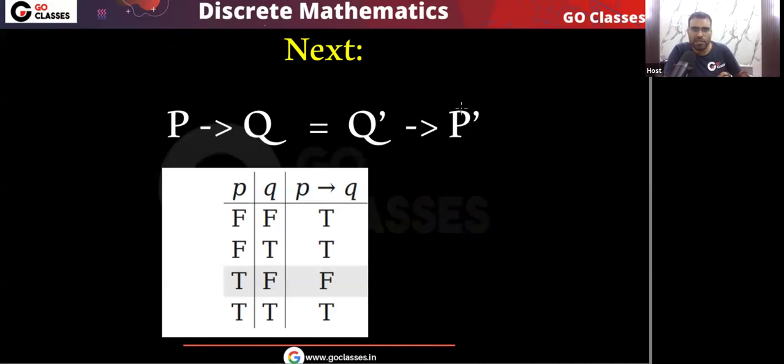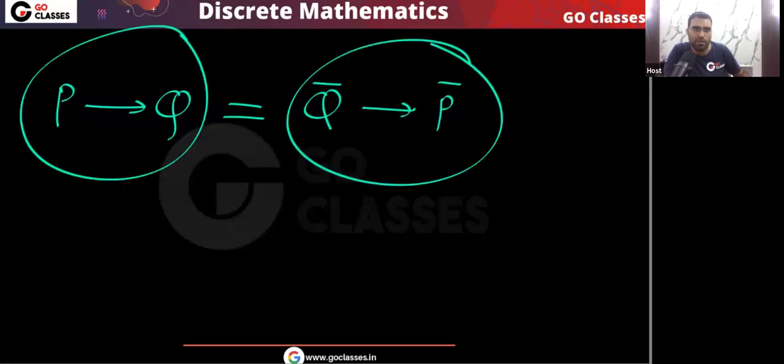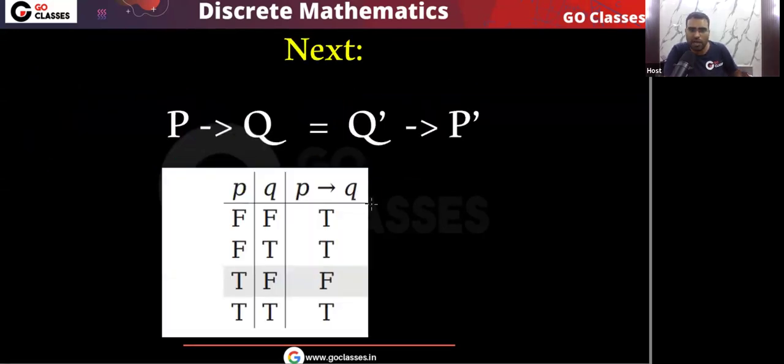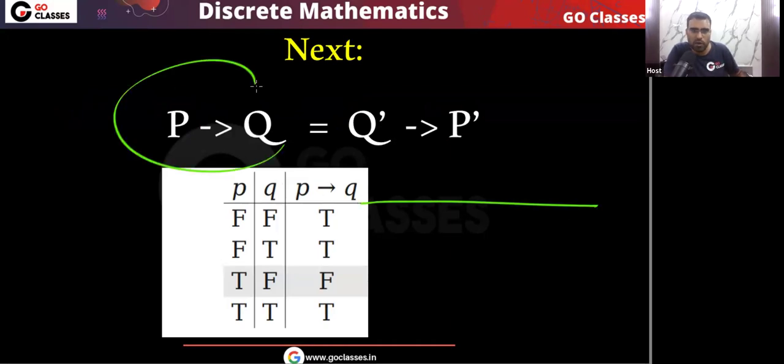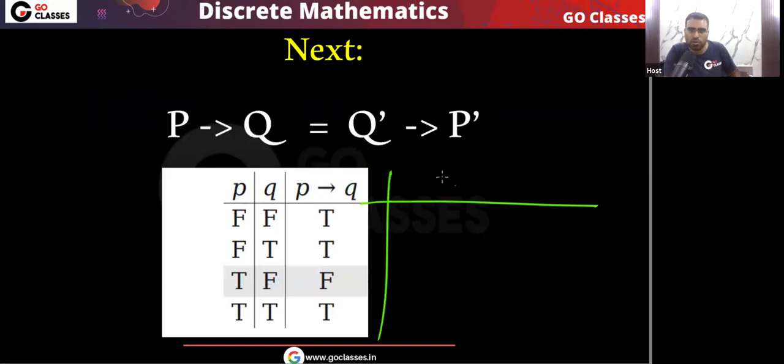Let's see another property: P implies Q is the same as Q bar implies P bar. This you can also easily prove with the help of a truth table. The truth table of P implies Q is here. Let's create the truth table of Q bar implies P bar.